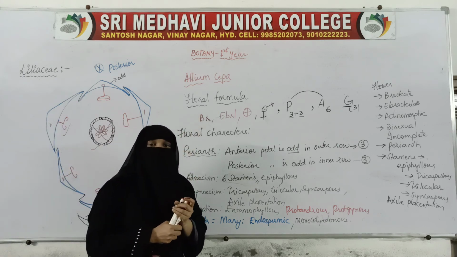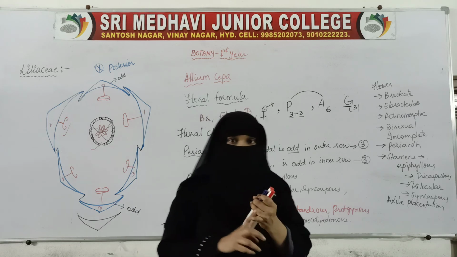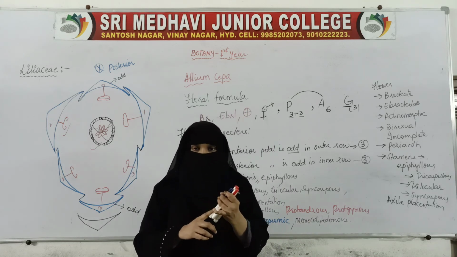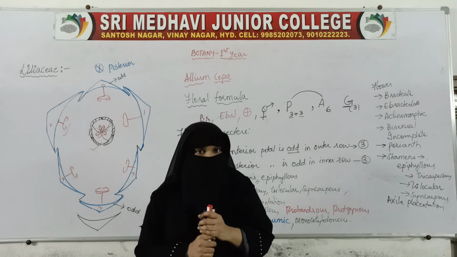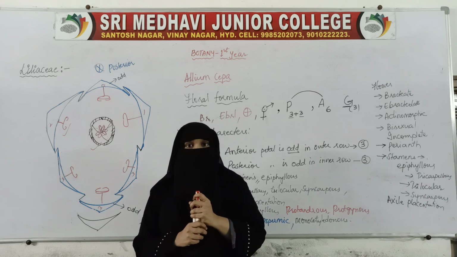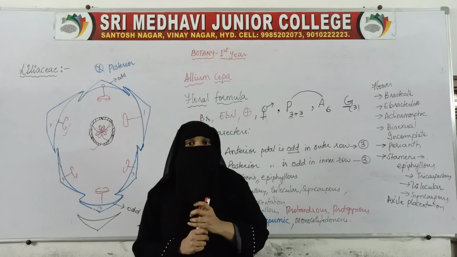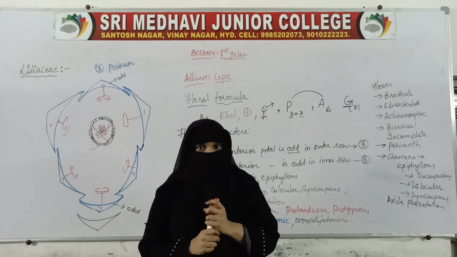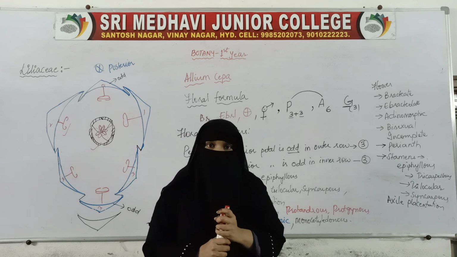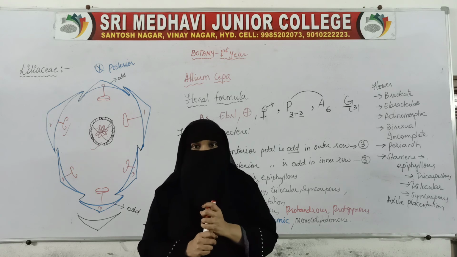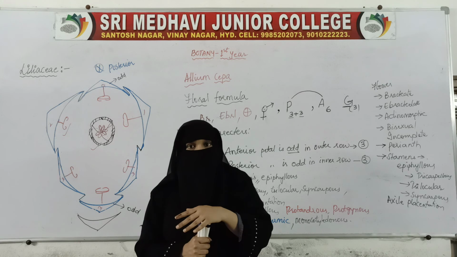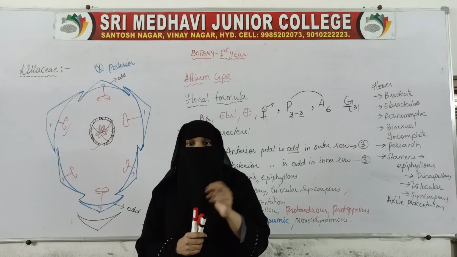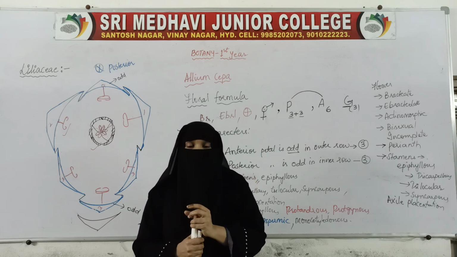So with this we have completed all 3 families, that is Solanaceae, Liliaceae and Fabaceae, and with the completion of these families we have completed our 8th lesson, that is taxonomy of angiosperms. In the next video, we will move on to the next lesson, that is the 9th lesson, cell structure.